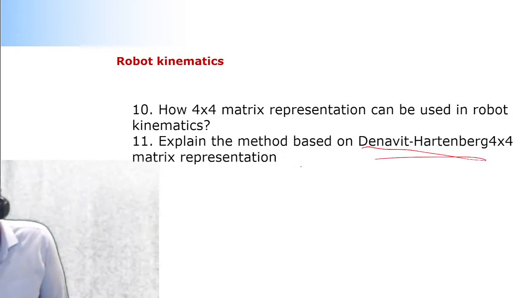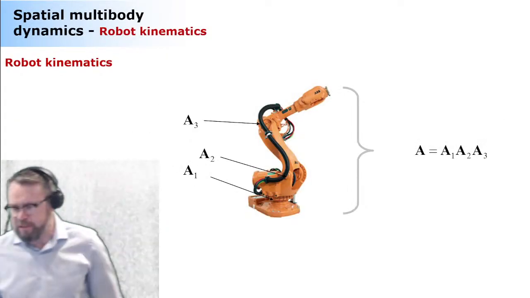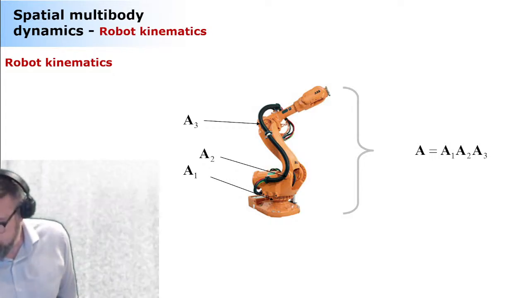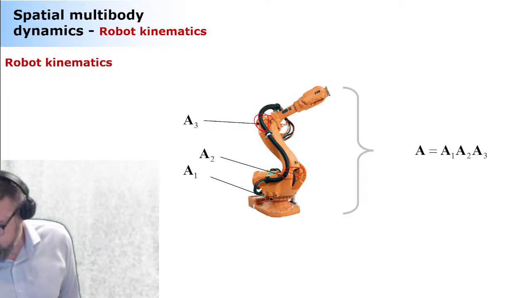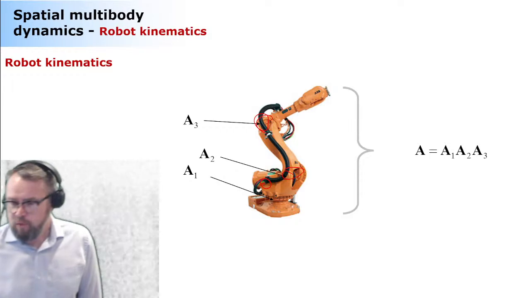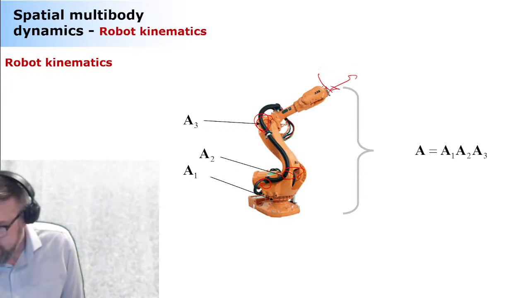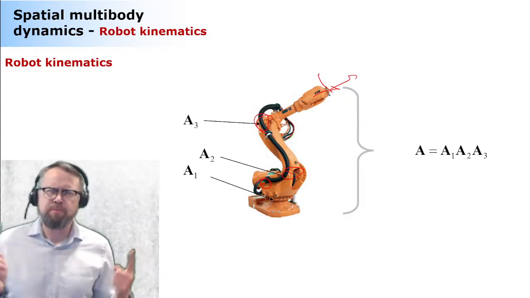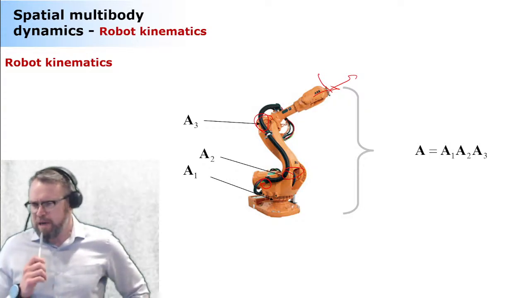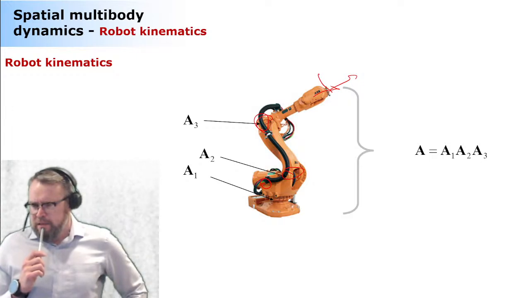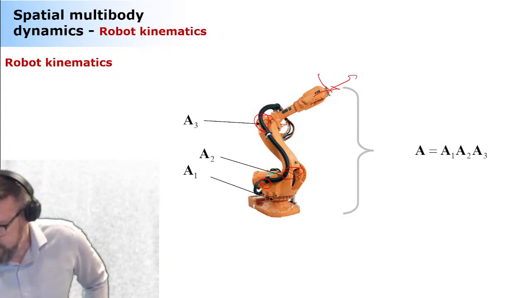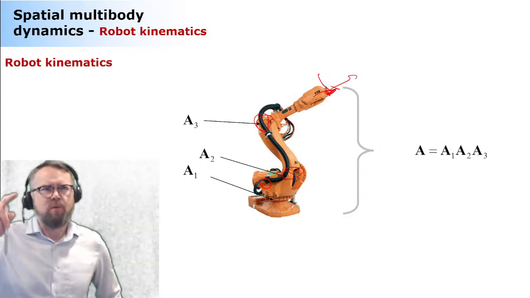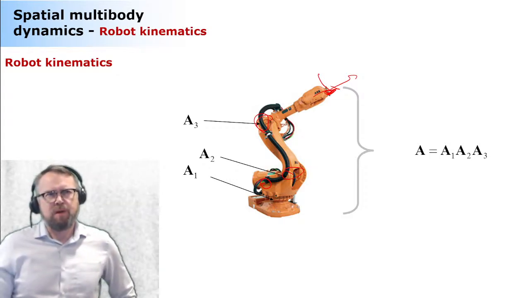The method we can learn is the Denavit-Hartenberg 4x4 matrix representation. Kinematics is this: if you know the parameters, or what each of these robot angles are, you know where the end of the robot is located in three-dimensional space. That's called kinematics. Often this is not the big problem in robot kinematics. The problem is that this particular configuration, this point here, can be reached in a number of different ways. And this is a big problem in robotics.